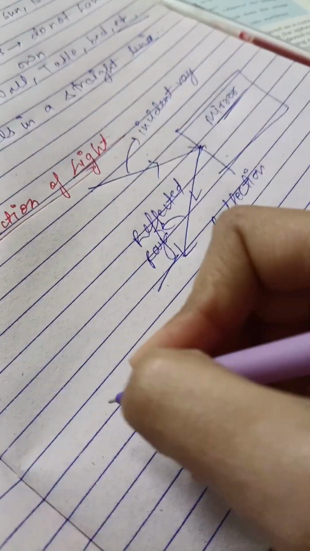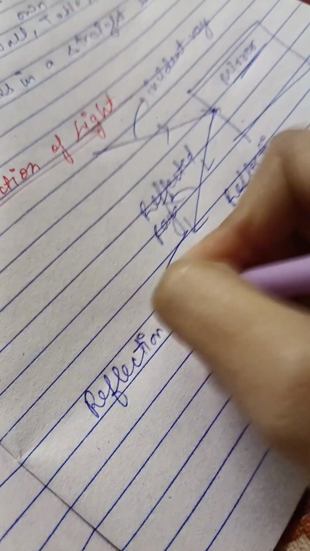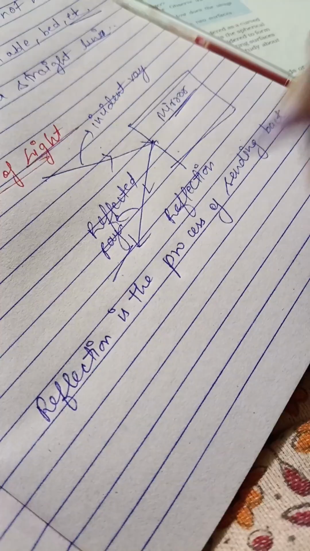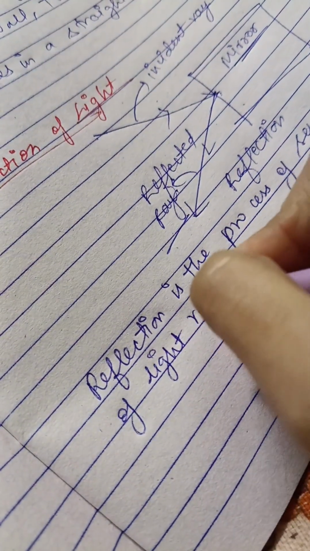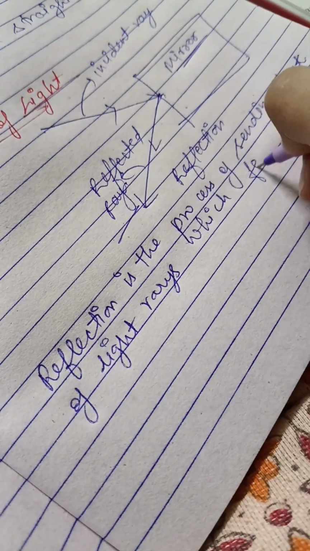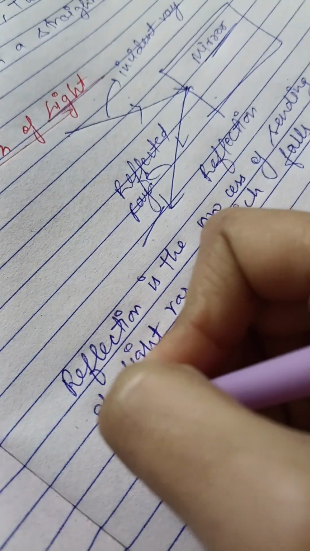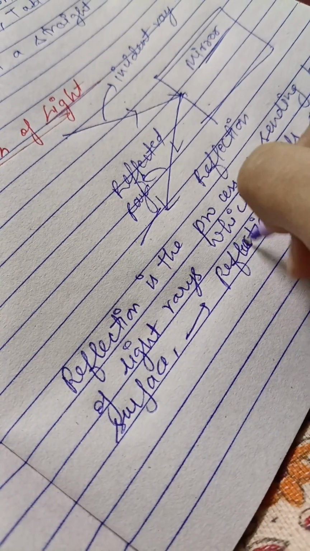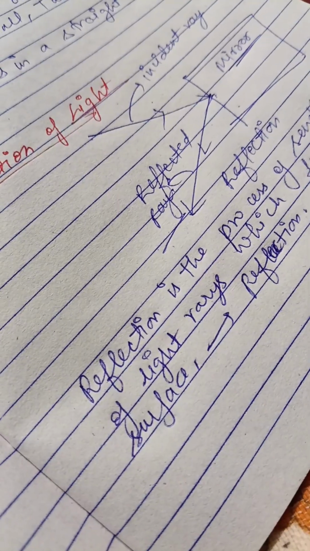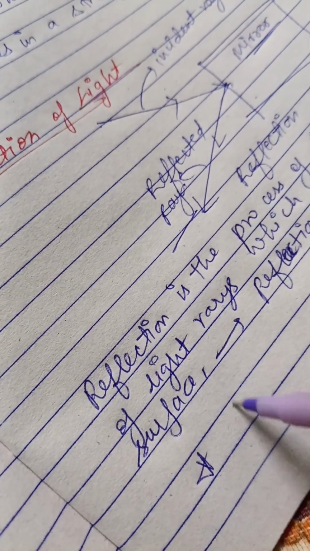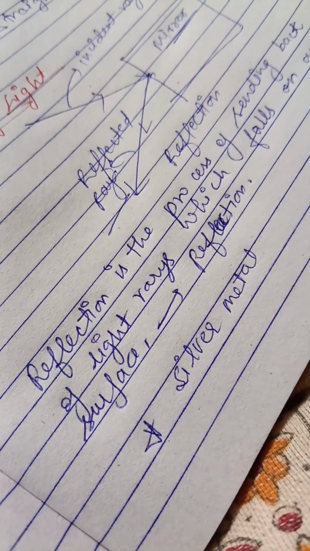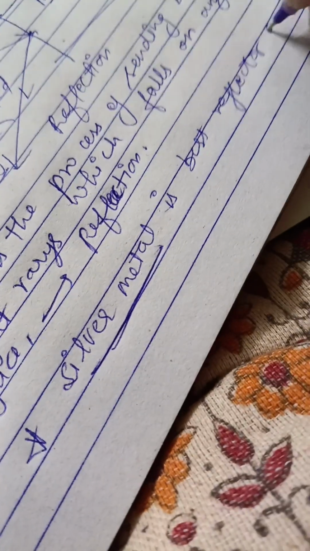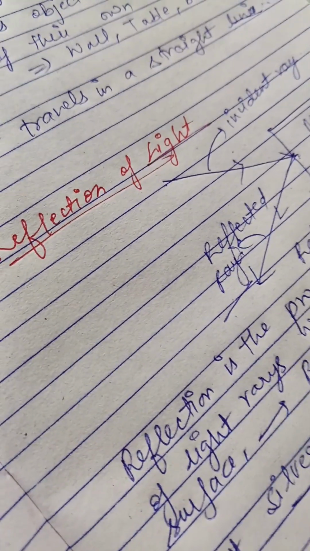So basically, reflection is the process of sending back of light rays which fall on any surface. This process is called reflection. Also, one more important thing about this is silver metal. Silver metal is the best reflector of light. So this is all about reflection.